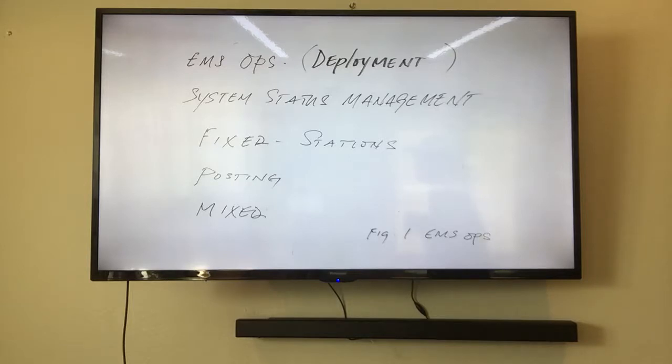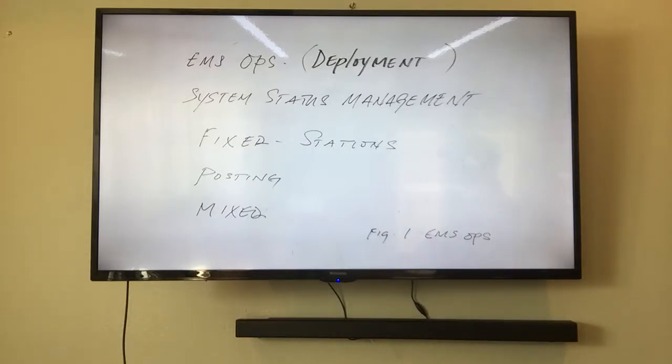These include our local neighboring members, as well as our transient communities that come in from outer islands or from the international communities. These are travelers or visitors, and we need to be able to respond within a reasonable amount of time to manage these emergencies. One way to do this is to use system status management, or to have fixed stations, or to have posting or a mixed version of such.